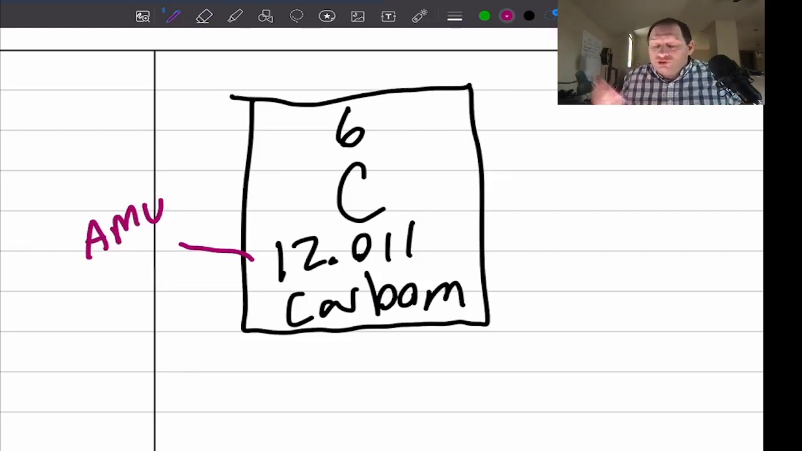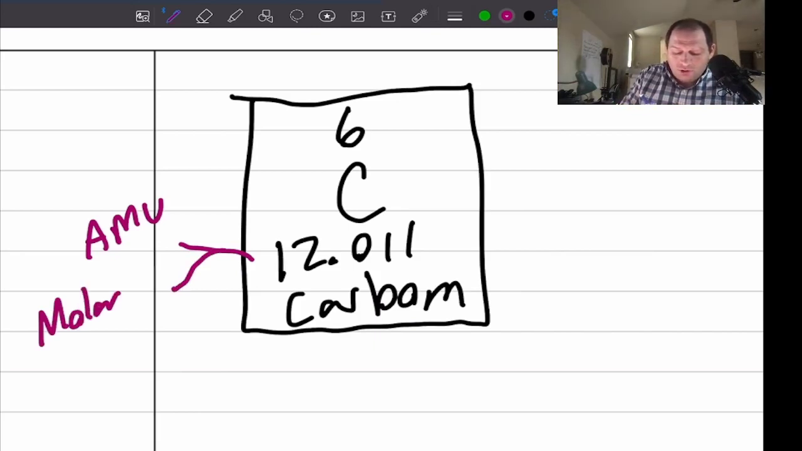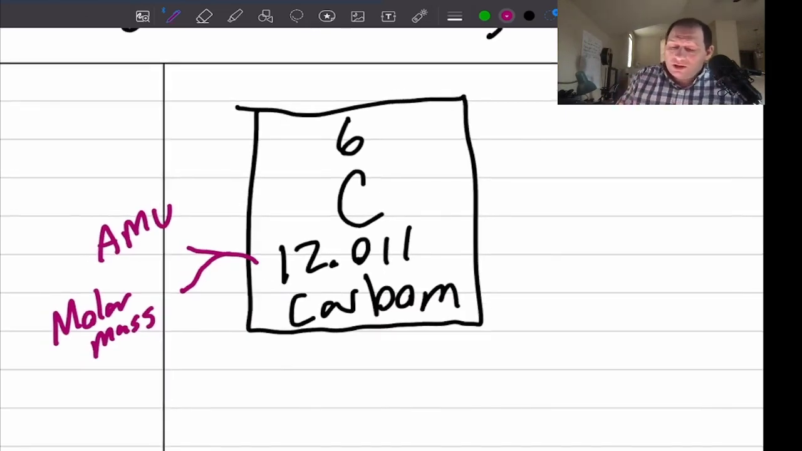It's a unit of measurement, like a pair, a dozen, a gross, a mole. AMU, it's another unit. It's also referred to as, this is the new one, molar mass. Oh, see how that word mole came out again? Yeah, might have something to do with it. And the bottom part is, of course, the name. And I realized I wrote the name in a different color. Oops, my bad.